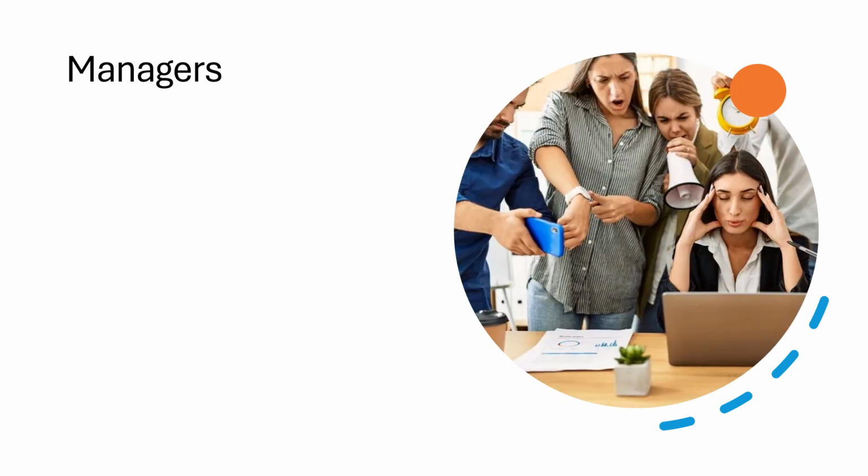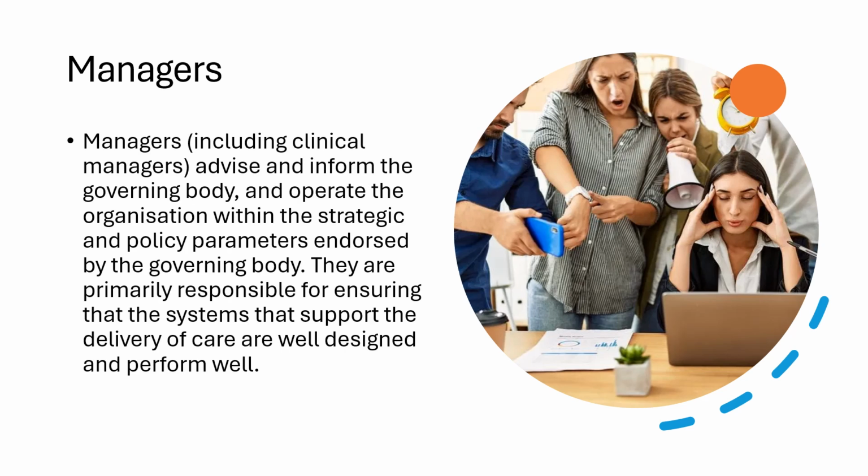Third are the managers. Their responsibilities primarily involve making sure the systems in place are well designed and performing well. They also want to make sure that the staff or the workforce are working within these systems, and that they have proper training, adequate support and education to maintain their competency. Managers also give advice or information to the governing body about the current system in place.